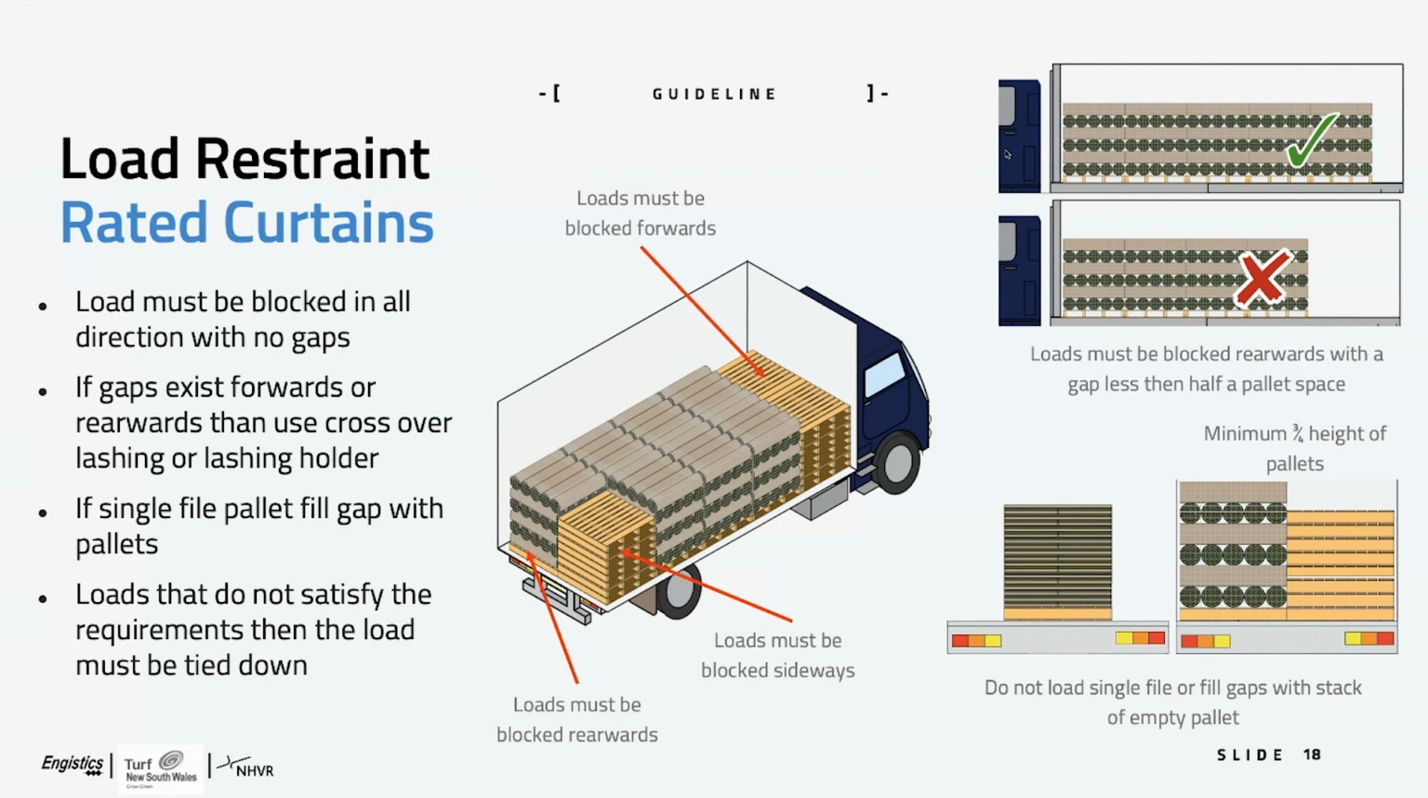If any gaps do exist and you can't satisfy the gaps within the load, then you must go back to the tie down restraint system. The rated curtains are purely for providing a sideways restraint force and can't be used if gaps exist between the load.